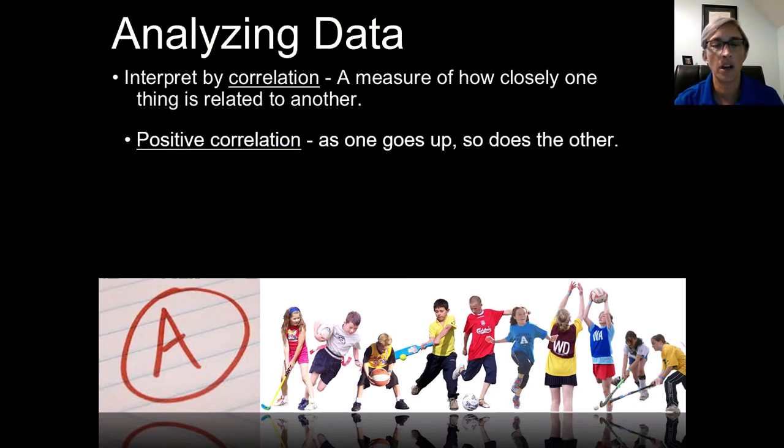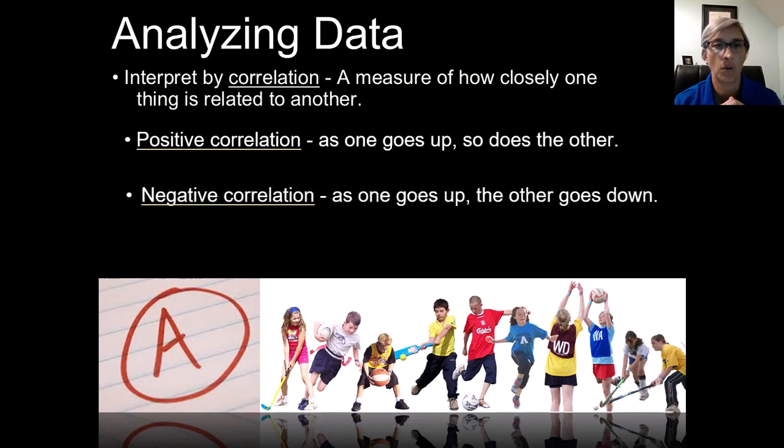So interpreting experimental data or survey data, lots of different data, using correlations. Correlation is just mathy, sciencey lingo where we find positive correlations and negative correlations. A positive correlation is exactly what this says: as one goes up, so does the other. So in this picture, you can see that maybe student grades are positively correlated to their participation in sports. So participating in sports leads to higher grades.